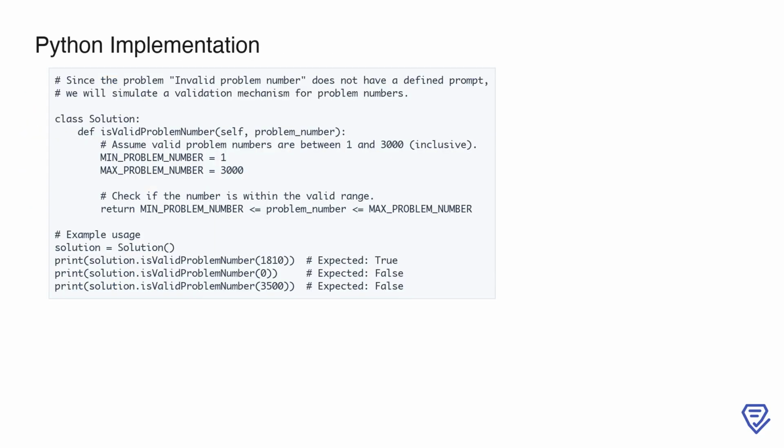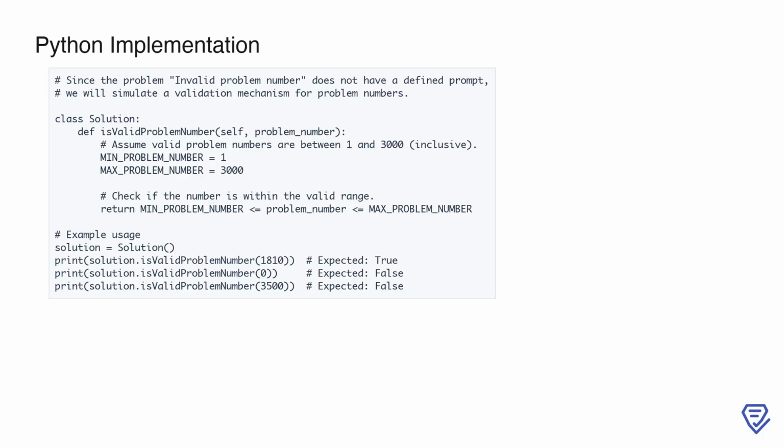This Python implementation checks whether a given problem number is valid. Since the original problem description for invalid problem number is unknown, we assume valid problem numbers range from 1 to 3000, as LeetCode problems are sequentially numbered starting from 1. The isValid problem number function takes a single integer input, problem_number. Inside the function, we define two constants, min_problem_number and max_problem_number, representing the minimum and maximum valid problem numbers, 1 and 3000, respectively.